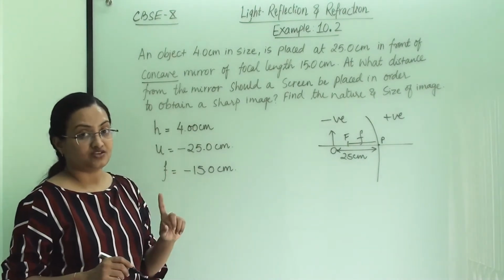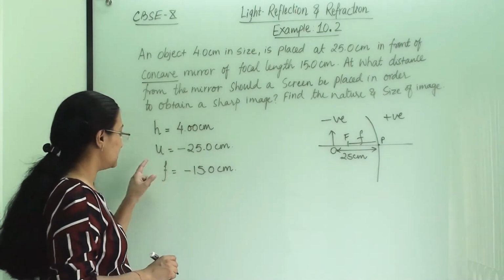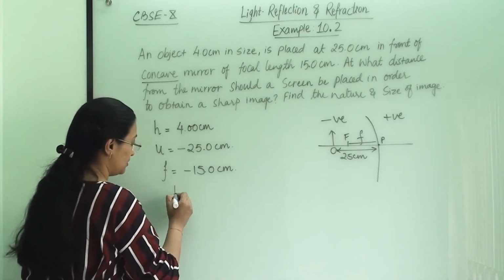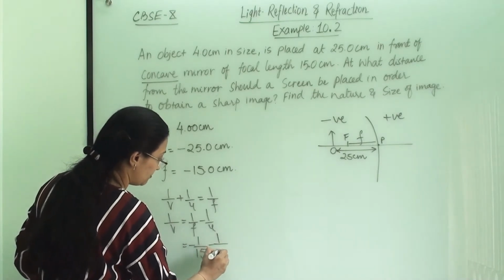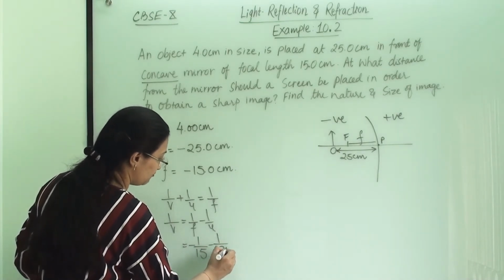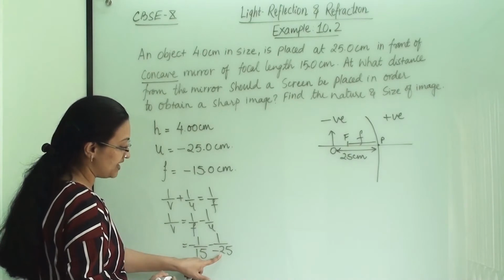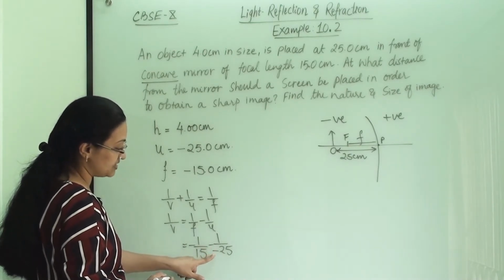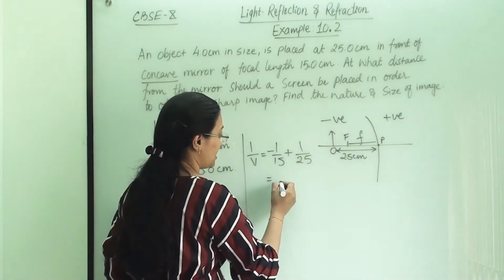So here our mirror is concave. This is our concave mirror and the object is placed here. This is our object and this length is 25 cm. Now the distance of the object from the pole P is u. It is in front of the mirror, so this side is negative and the side behind the mirror is positive. So this is the right hand side, this is the left hand side.